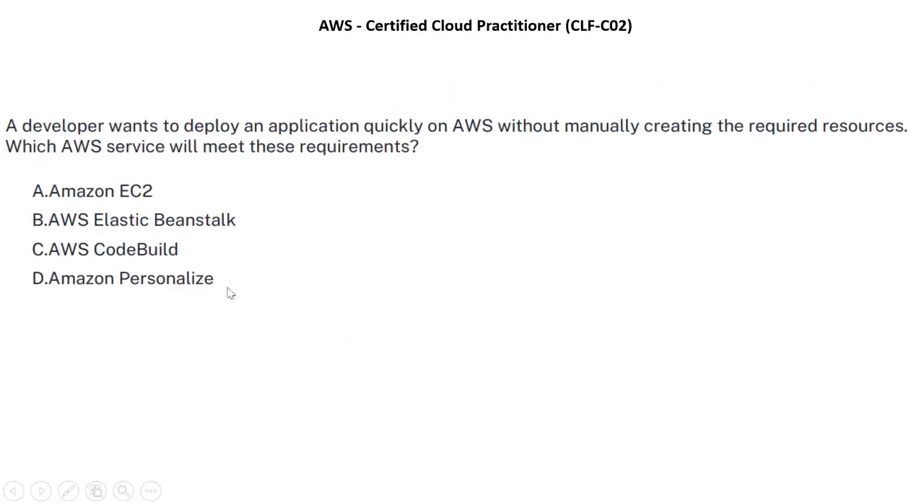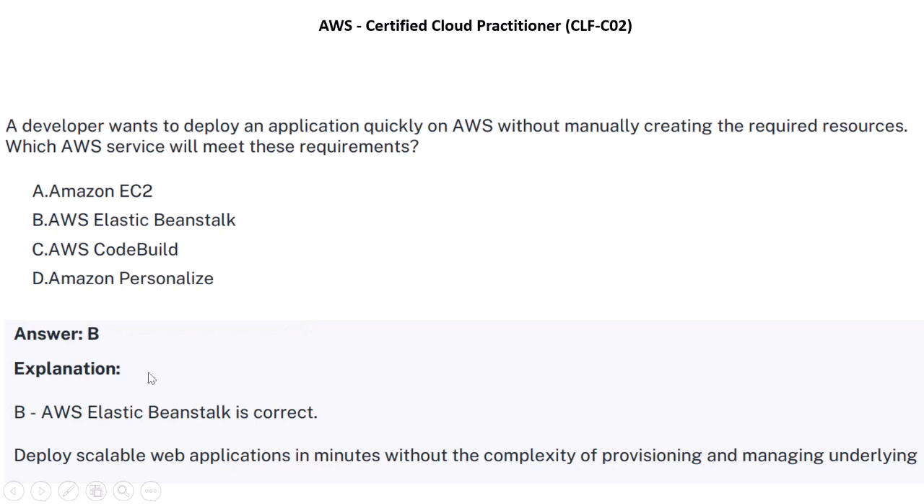Next question. A developer wants to deploy an application quickly on AWS without manually creating the required resources. Which AWS service will meet these requirements? Option A, Amazon EC2. Option B, AWS Elastic Beanstalk. Option C, AWS CodeBuild. Option D, Amazon Personalize. The right answer is option B, AWS Elastic Beanstalk.